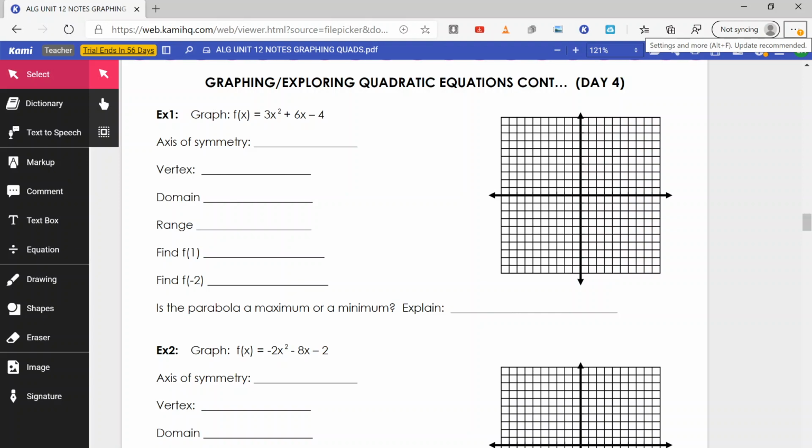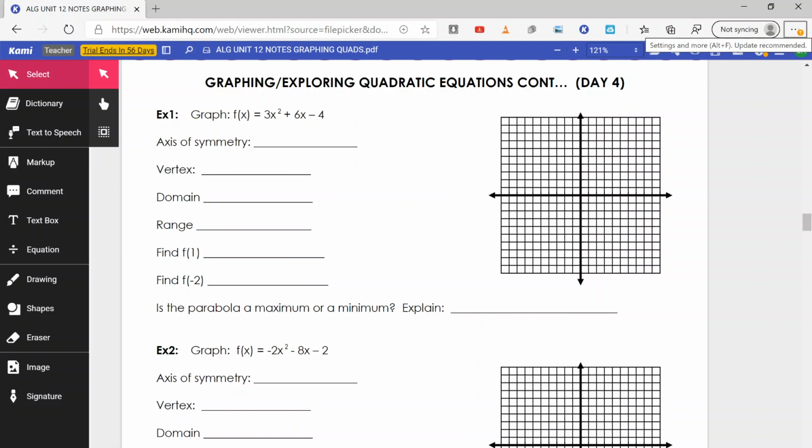A quadratic equation takes the shape of a parabola, so a U shape. If my leading term is positive, it's going to open up like a U. If my leading term is negative, that means it's going to open down like an N. Now, for this first problem, we're going to graph the following equation, 3x squared plus 6x minus 4.